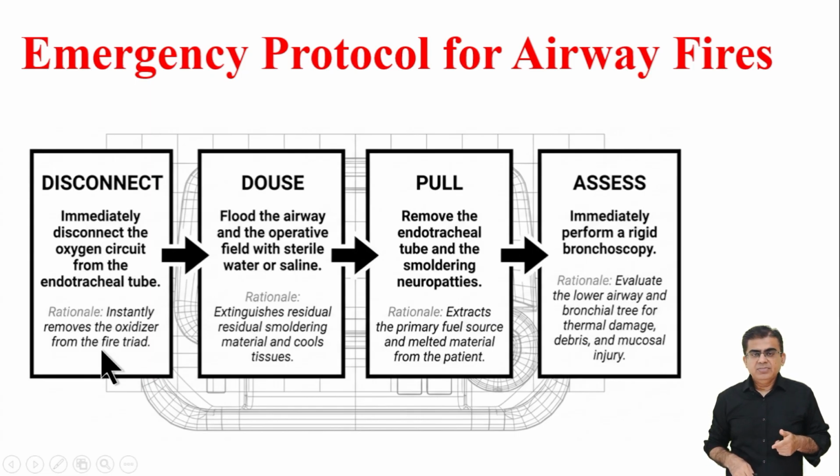Second, look at the next step. You must rapidly douse the entire airway. You must flood the surgical field with sterile water or saline. This instantly cools the hot tissues and puts out any small burning pieces of material. Third, look at the pull command. You must immediately pull and completely remove the endotracheal tube from the patient. You must also remove all the protective cotton sponges. This physically extracts the burning plastic and the main fuel source out of the body.